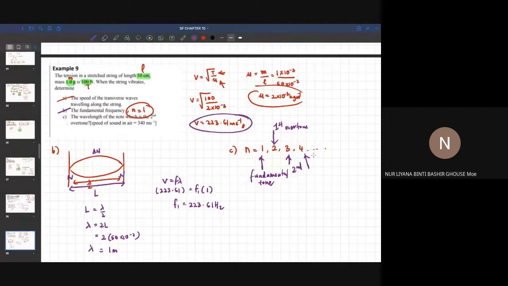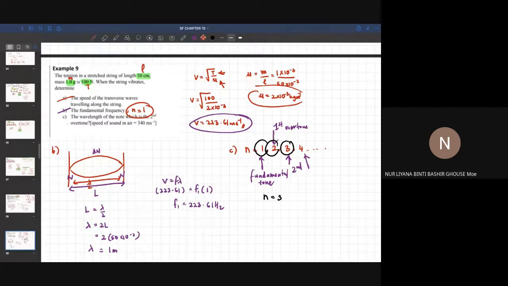Dia lain dengan harmonik. Kalau harmonik, this one is the first harmonik, second harmonik, third harmonik and so on. So ingat untuk overtone you have to check balik. So bila dia kata second overtone, maksudnya n kita is actually equals to 3.